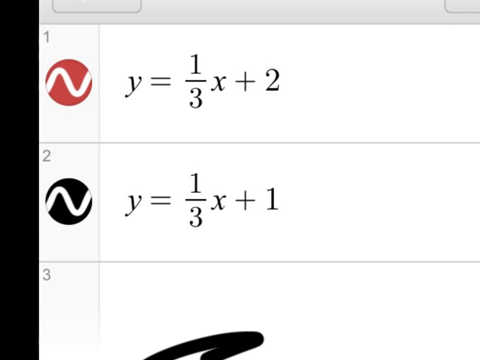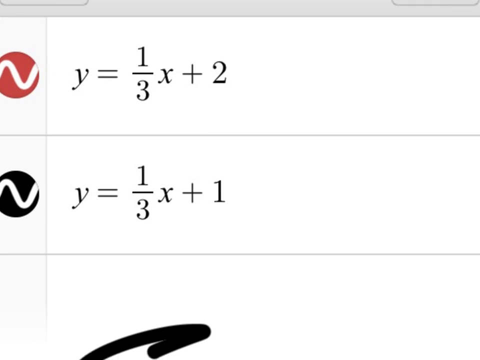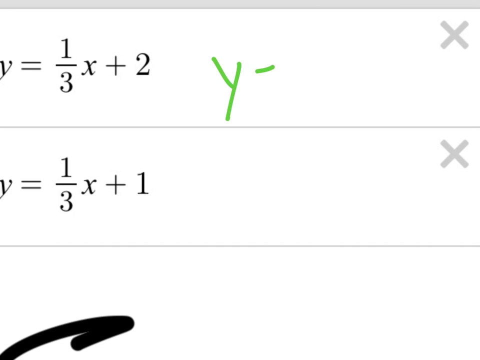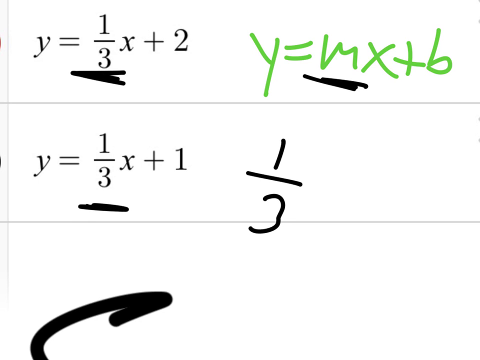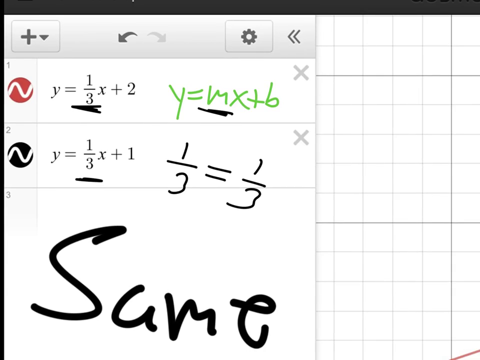Look here. We know that the slope intercept form is y equals mx plus b. And if you don't know that, you need to rewind this video and watch it again, okay? So we know that slope is m. So m, 1/3 is the exact same thing as 1/3. Therefore, these are the exact same slope, okay?